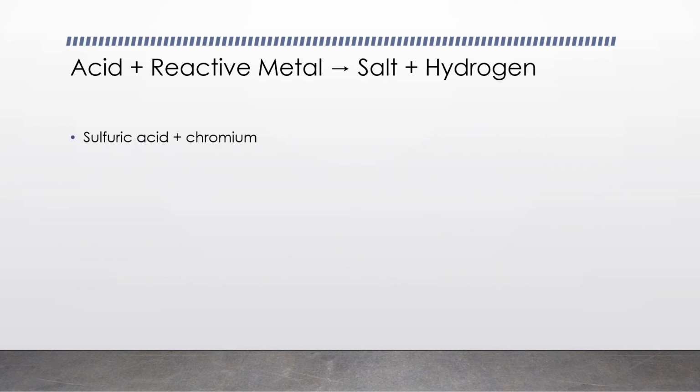Let's try a second example. Acid plus reactive metal gives salt plus hydrogen. So our acid is sulfuric and our metal is chromium, which is a reactive metal. Salt, leave till last, but hydrogen is easy. The salt must be chromium and the anion from the acid is sulfate, so chromium 3 sulfate.